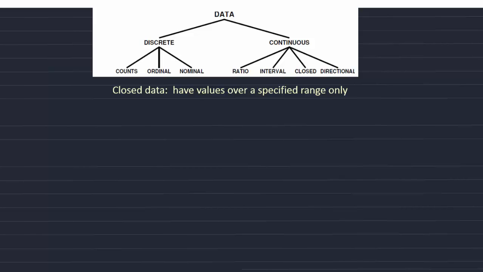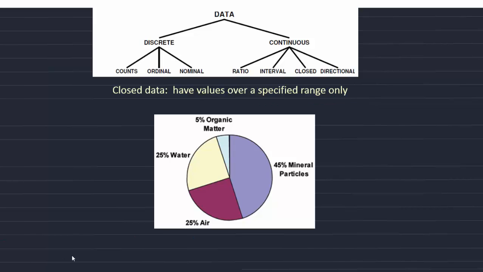Another form of continuous data is closed data. These are data that have values only over a specified range, and a simple example of that is percentages. The range goes from 0 to 100%, and there's no such thing as a minus 5%, or, of course, anything more than 100%.